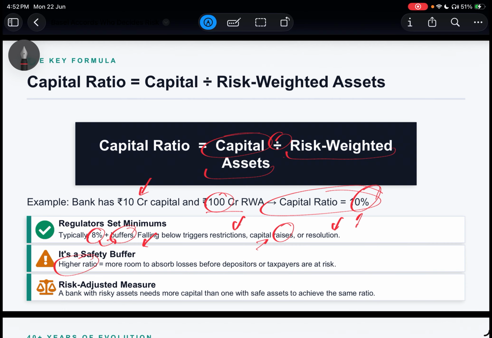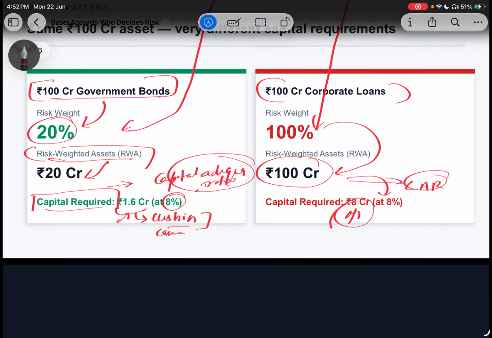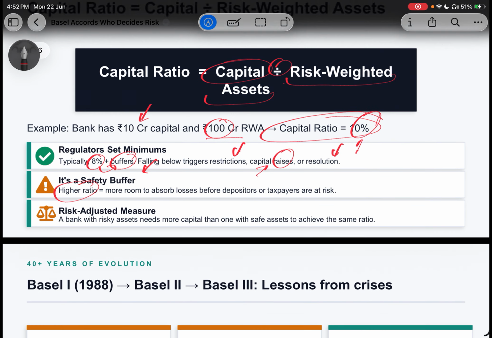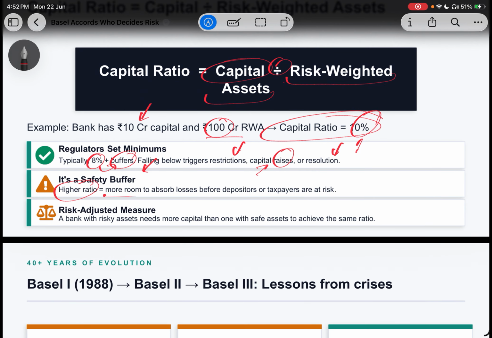If there is a higher ratio, like we have observed in the case of corporate loans, it was 8% approximately, so you get more room to absorb losses before depositors or taxpayers are at risk. Right. Then we have the risk adjusted measure.